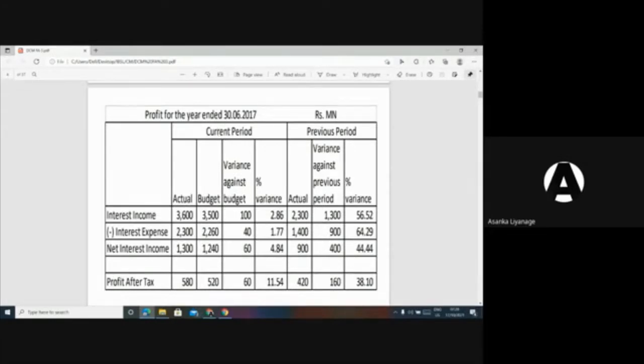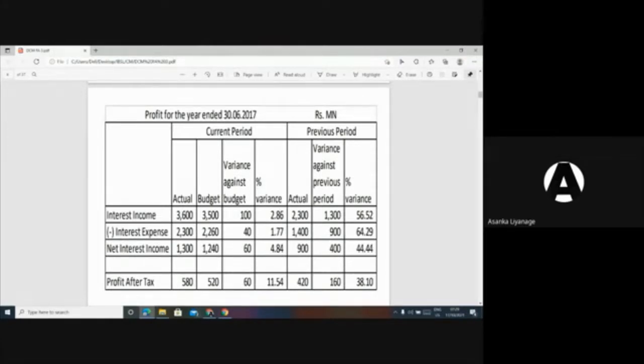But if you only focus on the current period 4 columns, the interest income has increased 2.86% against the budget. Similarly, interest expense also has increased 1.77% against the budget. Then the net interest income increased 4.84% against the budget. The final one, profit after tax, you can see an 11.54% increase against the budget. That is for the first 4 columns, that is the current period. Then if you take the current period column, that is the actual one, against the previous period ones.